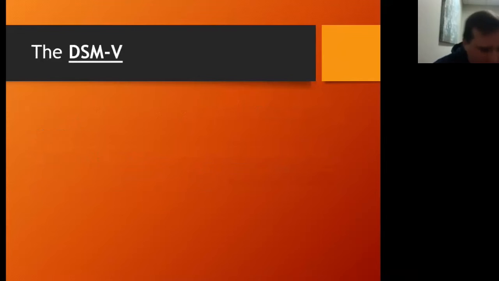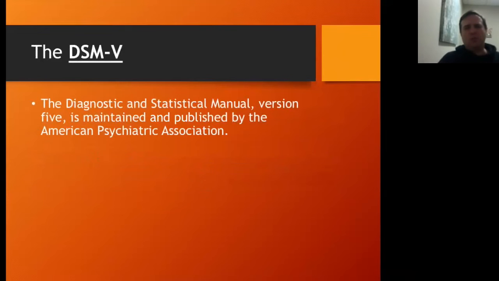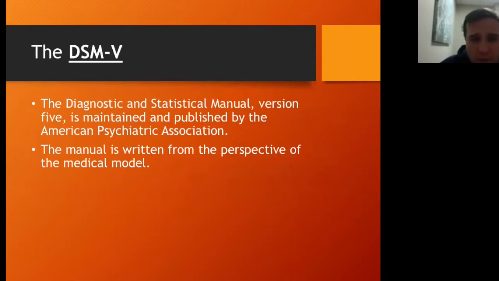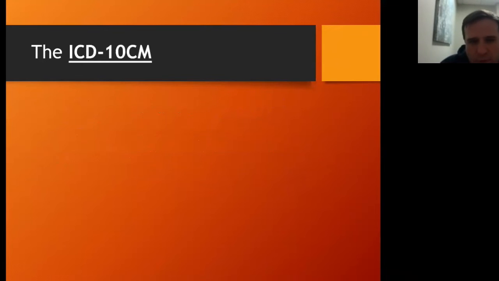So the DSM-5 is a great example of a tool from the medical model that we as social workers are using and learning. I mean, you're literally learning in HB3 how to use this to diagnose people. It was written from the perspective of the medical model. So it's all about deficit. It's all about categorizing the symptoms in order to come up with an appropriate treatment.